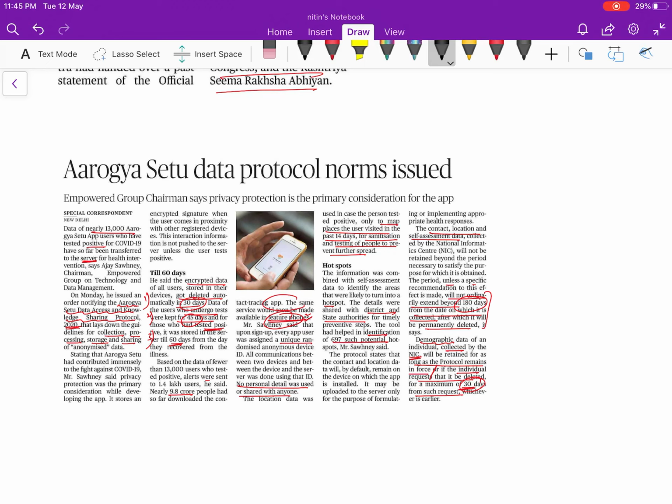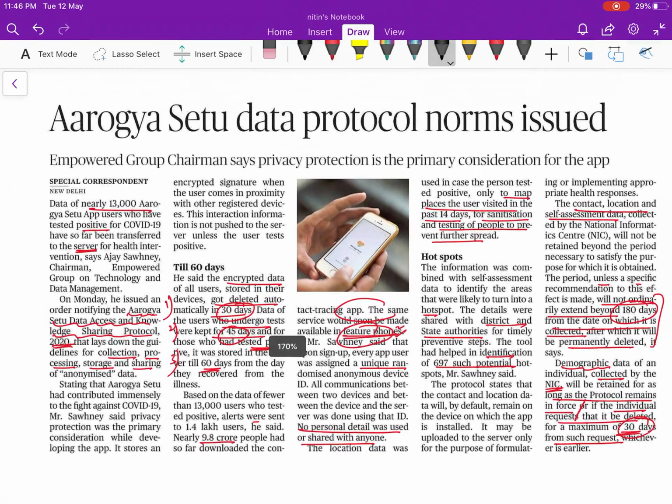So what are the protocols that have to be maintained, right? Now the protocols have been issued. These guidelines talk about the collection, processing, storage and sharing of the data accessed by way of Arogya Setu.